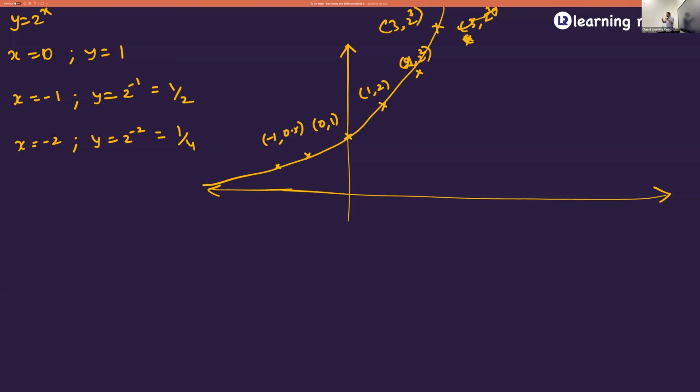When you write e power x as an infinite function, you write it as 1 plus 1 square by 2 factorial, and you keep writing it like that, which is going to be an infinite series. It would have been given there in your textbook.